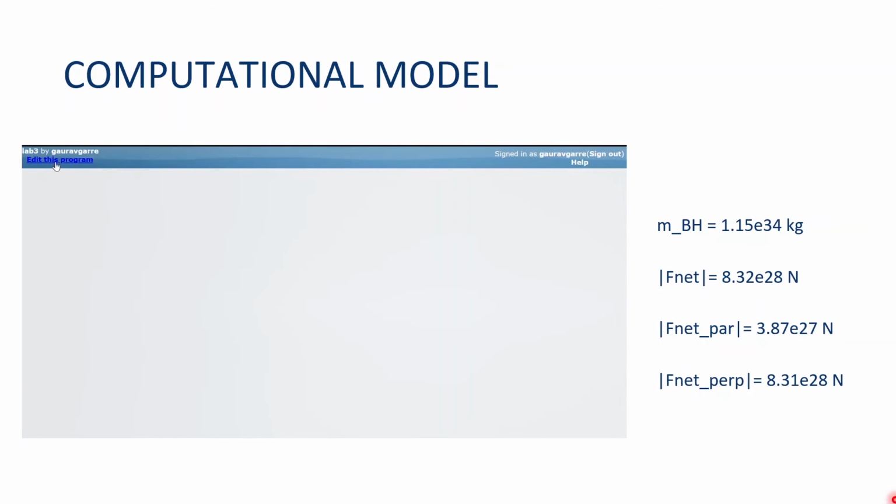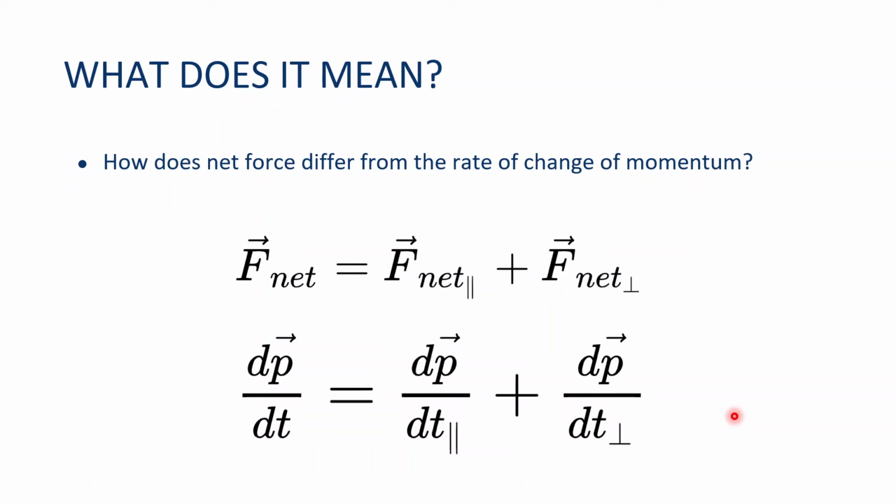Now, what does it mean? How does the net force differ from the rate of change of momentum? We know that net force causes a change in momentum. Although they're the same numerically, the net force causes an acceleration, which is a change in velocity to cause a change in momentum. As we know, momentum is equal to mass times velocity. Net force equals the rate of change in momentum, but they don't represent the same thing.